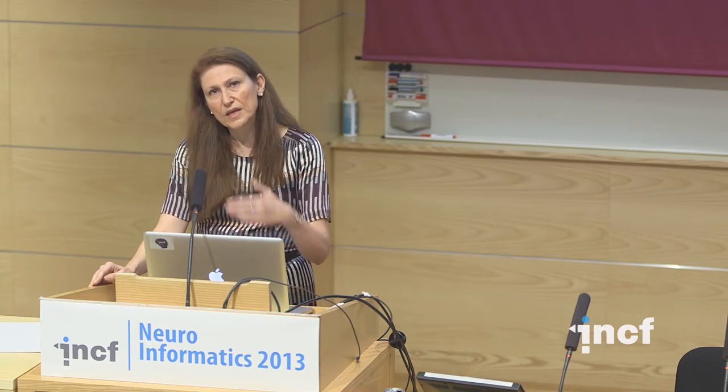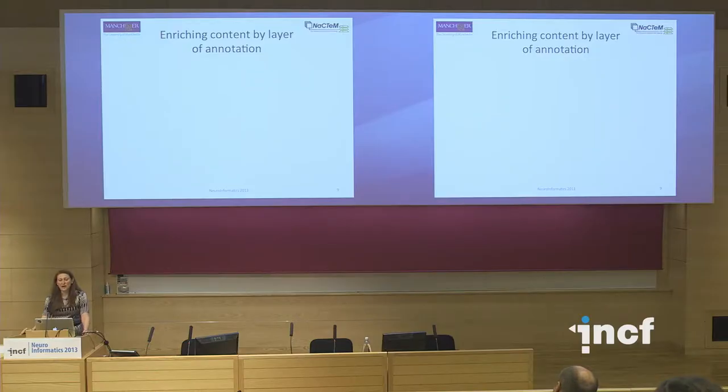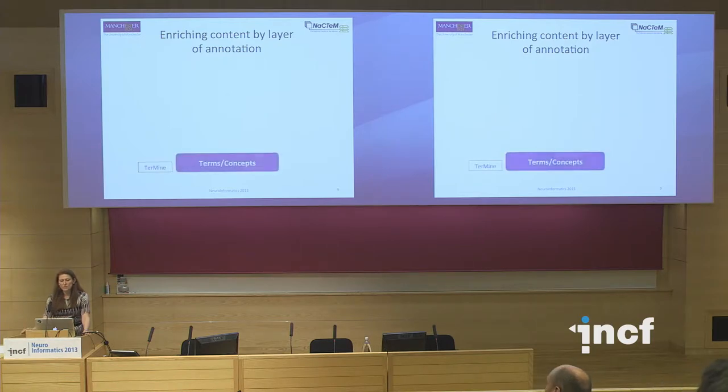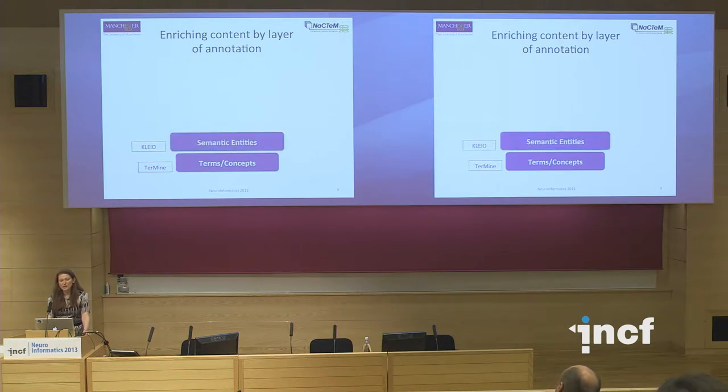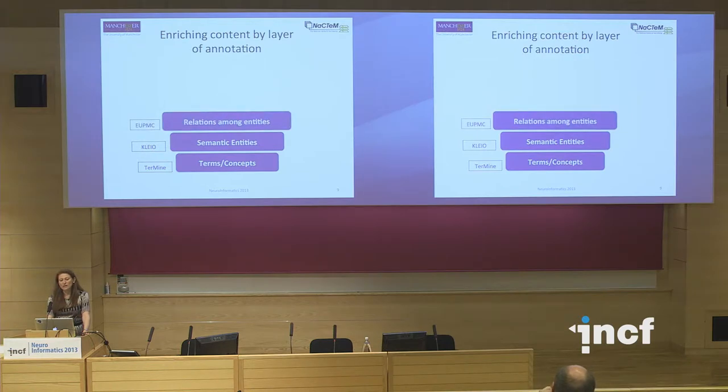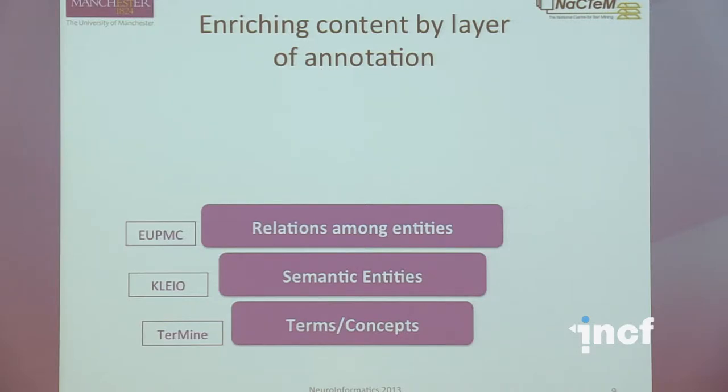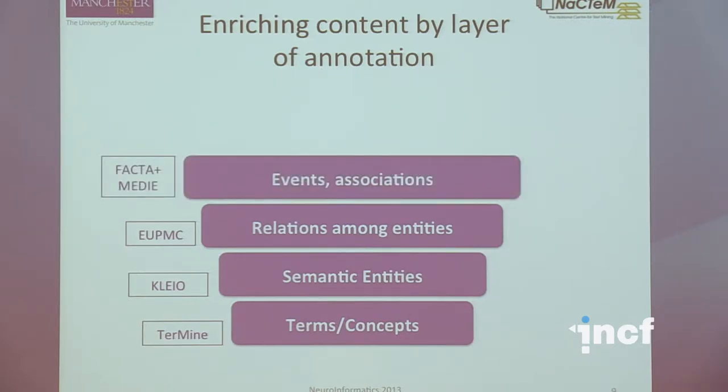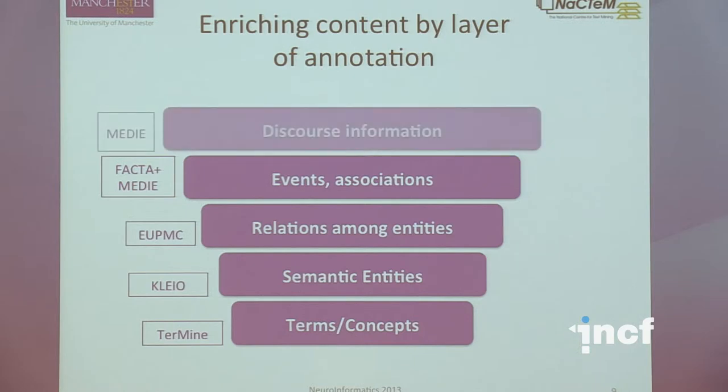So the way we are allowing a rich content is by layers of semantic annotations. The first one is terms, and I will describe very briefly the tools we have developed for that. Then semantic entities, relations among entities, and those are projects and services which are currently online, so you can have a look on our website and see how they work. Then events and associations, different systems which extract direct and indirect associations, and last, discourse information from text, which can allow us to actually classify information into negation or not.